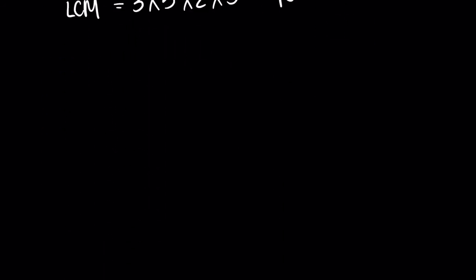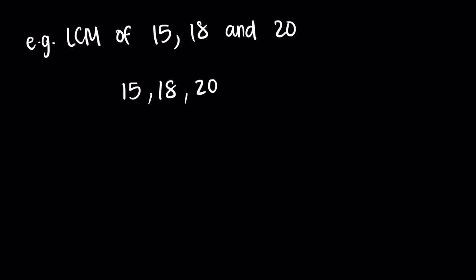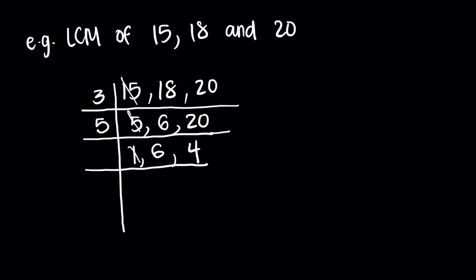A second example. Let's find the LCM of 15, 18, and 20. So we draw the table, and our prime factor that goes into 15 is 3. 15 divided by 3 is 5, but 3 is also a factor of 18, and that goes into it 6 times. And we bring back the untouched 20 since 3 isn't a factor of 20. Next, 5 goes into 5 once. We bring back the 6 since 5 isn't a factor of 6. But 5 is a factor of 20 and goes into it 4 times. Now we're left with 6 and 4.